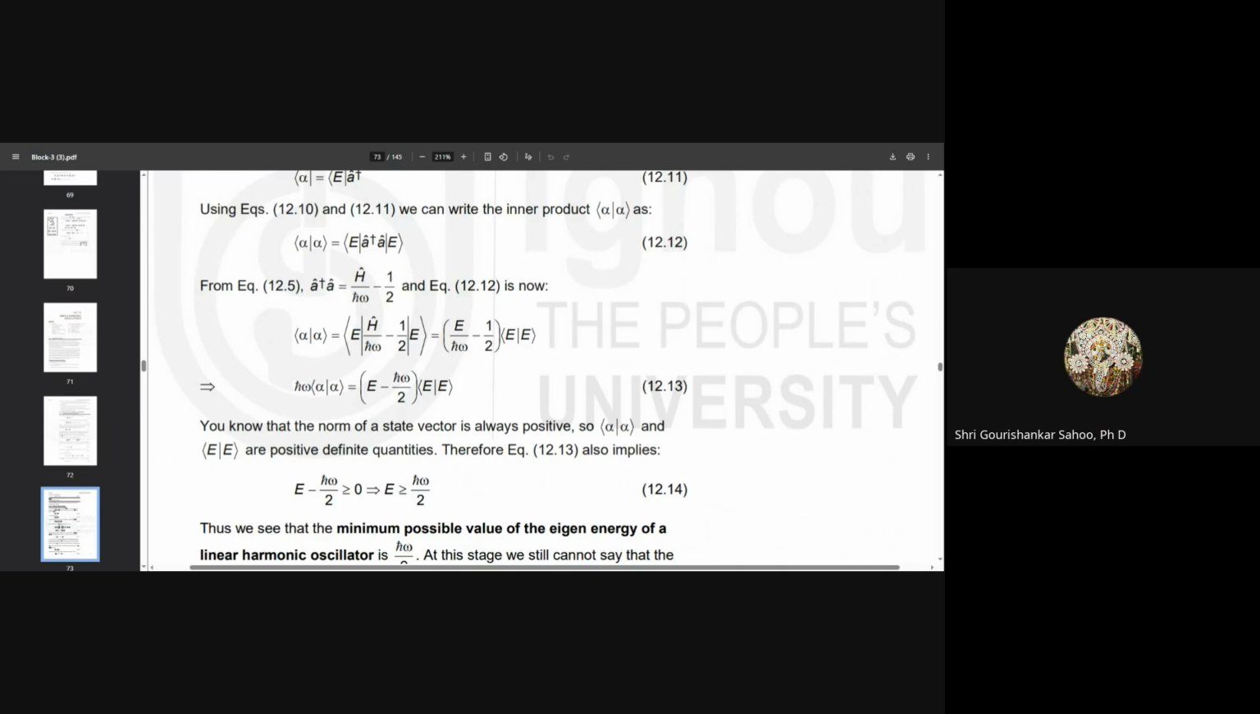So you know that the norm of the state vector is always positive. So <alpha|alpha> and <E|E> are positive definite quantities. So you can write E minus h cross omega by 2 is greater than or equal to 0, and you can write E is greater than or equal to h cross omega by 2. So you can see that the minimum possible value of the eigen energy of the linear harmonic oscillator is h cross omega by 2, and it is non-zero.